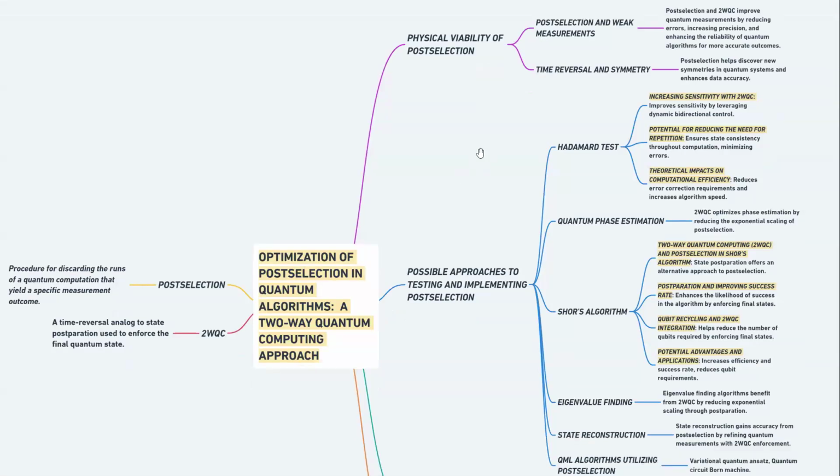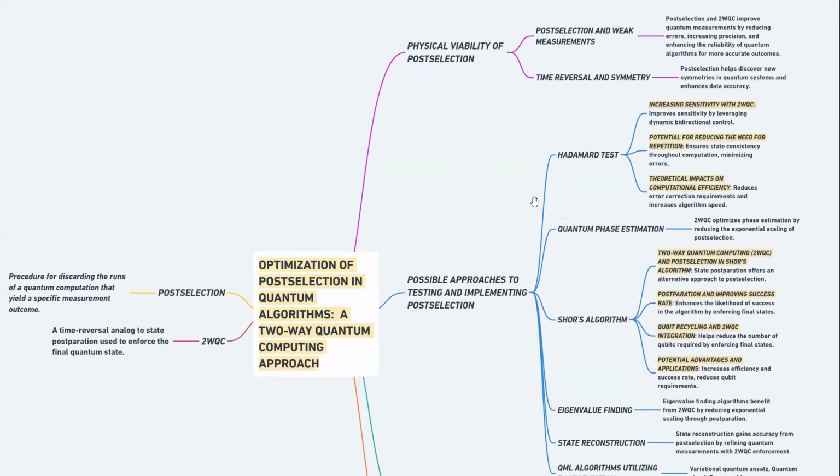Okay. And let's examine the physical viability of post-selection. Post-selection plays a crucial role in reducing errors in quantum measurements, particularly in weak measurements, actually. However, two-way quantum computing has the potential to further improve the accuracy of weak measurements by enforcing the final state. So how can we implement post-selection?